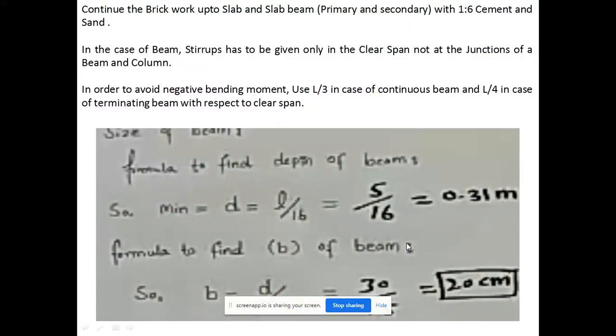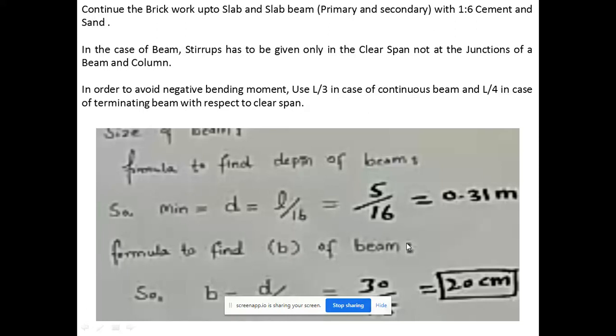So I will just continue the brickwork afterwards up to the slab and slab beam. It can be primary beam as well as the secondary beam, with 1:6 cement and sand. This brickwork needs to be completed with 1:6 cement and sand. In case of beam, stirrups have to be only in the clear span, not at the junctions of the beam and column. Never. And you have to avoid negative element.